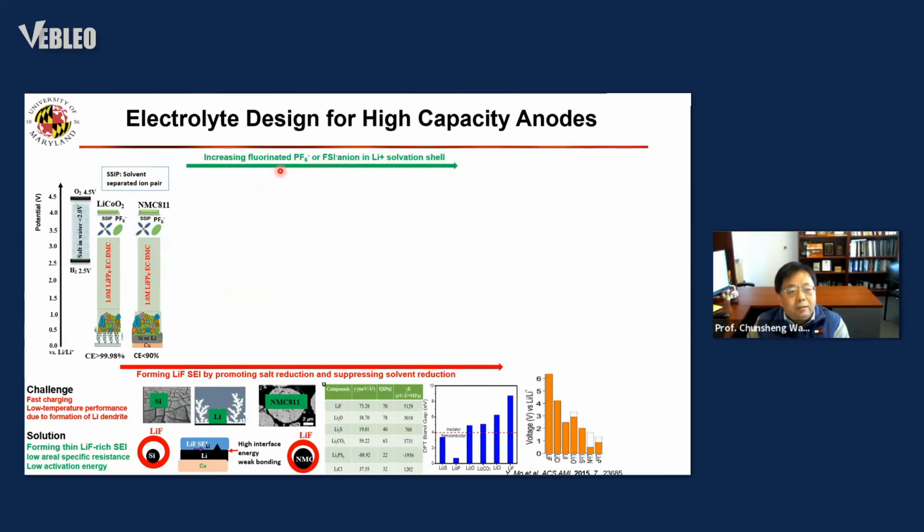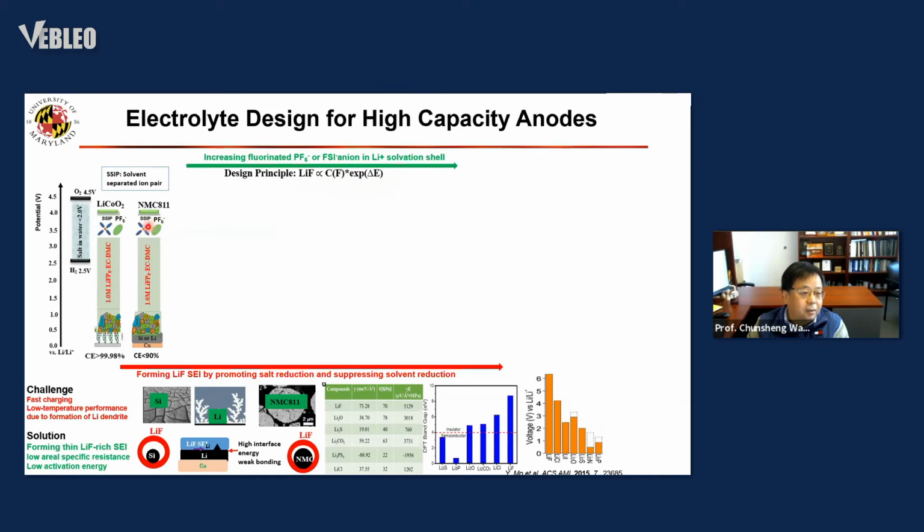So in this case, we want to reduce the solvent in the solvation and increase the bond between the lithium and ion. So the design principle is, if we really want to form high concentration lithium fluoride, we have to increase the concentration of ion. Second, we have to enlarge the reduction potential difference.